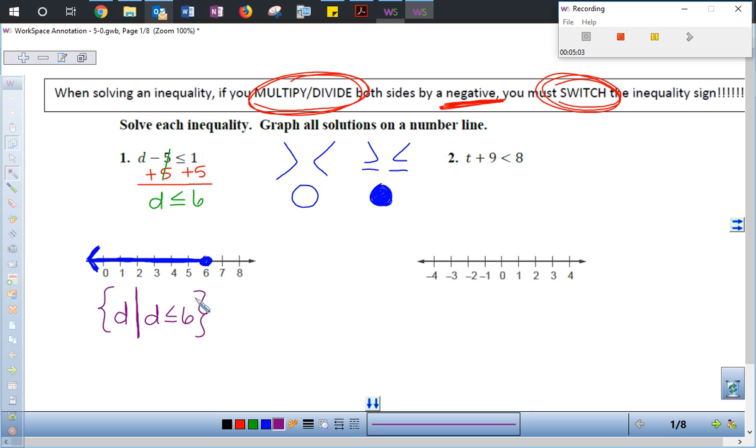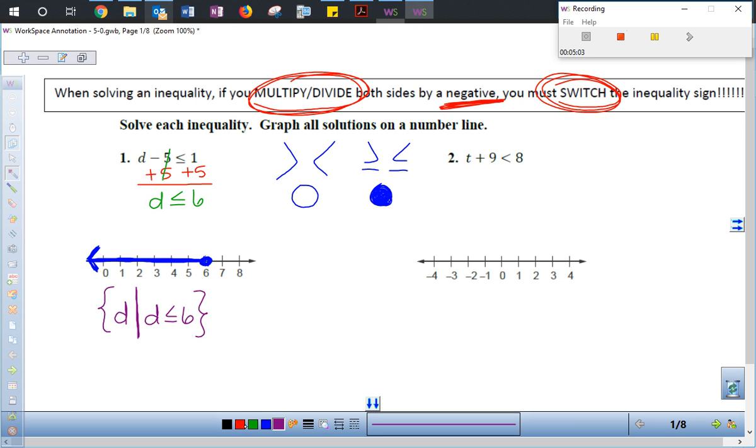So here's what this answer reads. It says the set of all d's such that d is less than or equal to 6. So here's what this means. I can choose any number for my answer d such that d has to be less than or equal to 6. So it's saying I could have any number that I could put in there, but that number has to be less than or equal to 6.